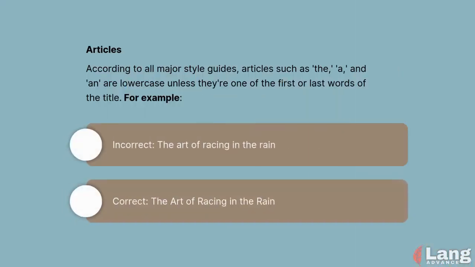Articles. According to all major style guides, articles such as the, a, and an are lowercase unless they are one of the first or last words of the title. For example, incorrect: The Art Of Racing In The Rain. Correct: The Art of Racing in the Rain.